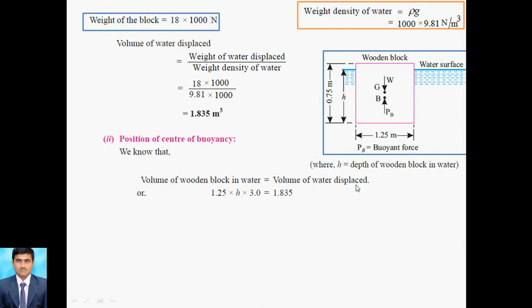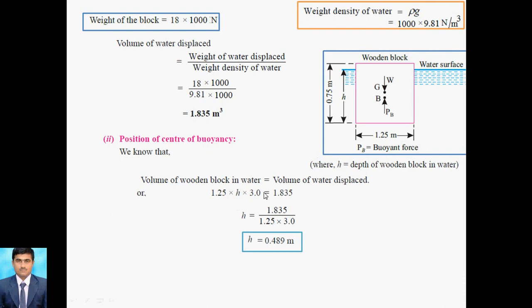This is equal to the volume of water displaced, because the condition is equilibrium, according to Archimedes principle. Archimedes principle states that the volume of the block submerged equals the volume of water displaced. So this is a simple principle. Here we can equate these equations. The volume of water displaced is 1.835, already calculated here, and then we find out the value of h.